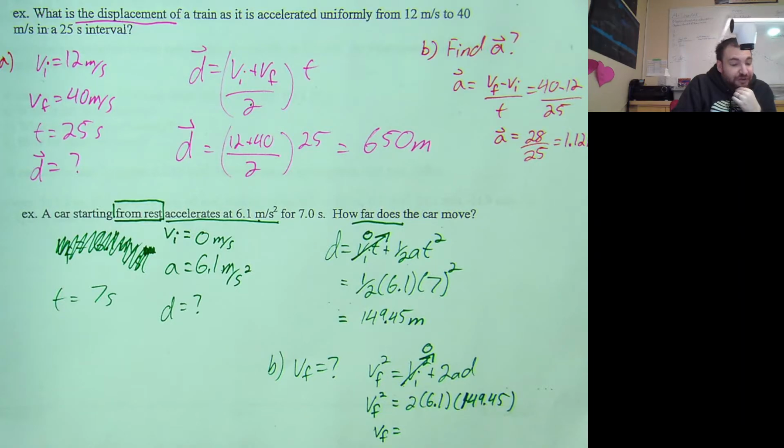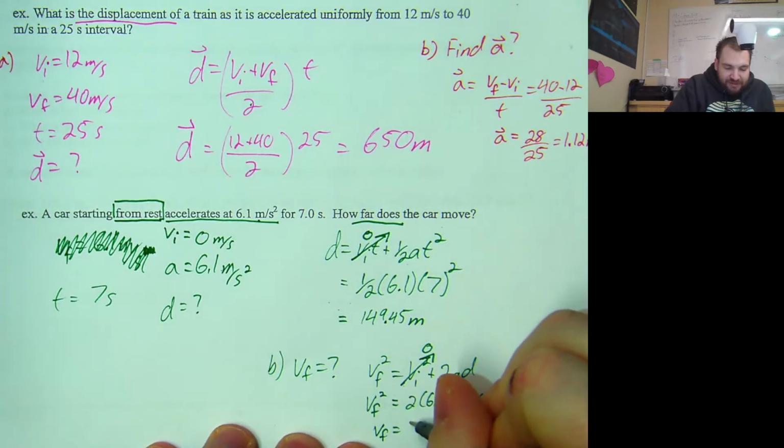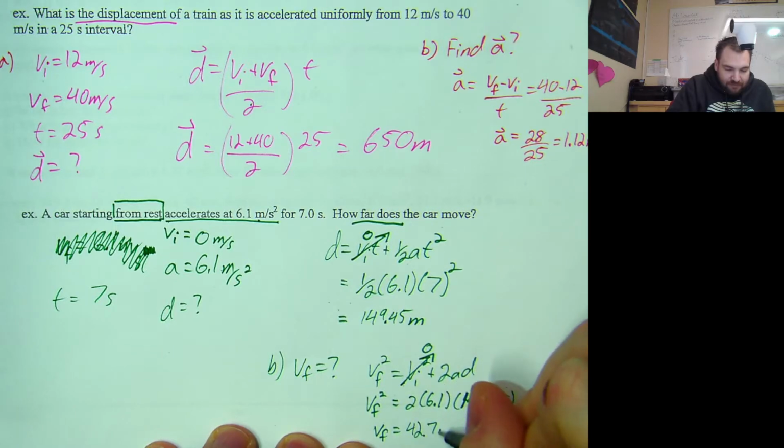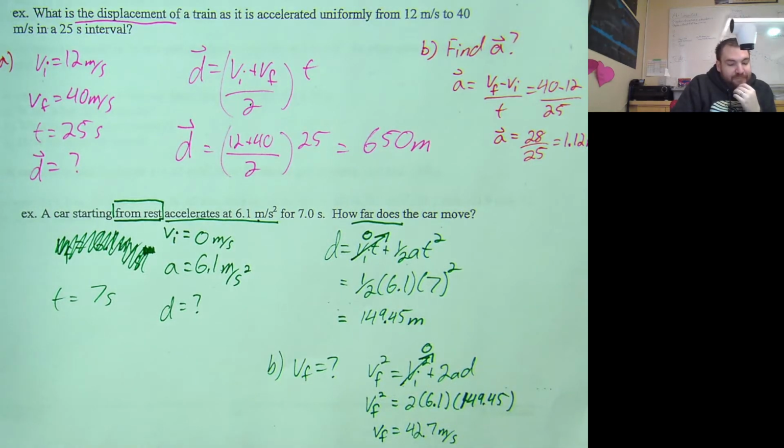I assure you, you did not square. Because it's starting at rest. It's traveling 7 seconds at an acceleration of 6.1 meters per second squared. We could skip count that if we wanted to, but 42.7 makes a lot more sense.